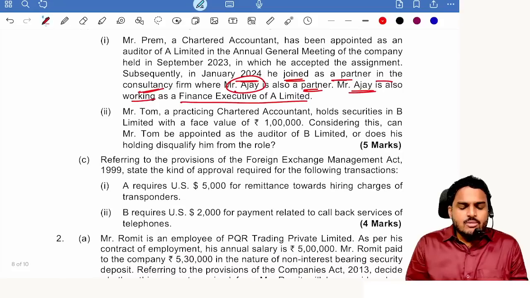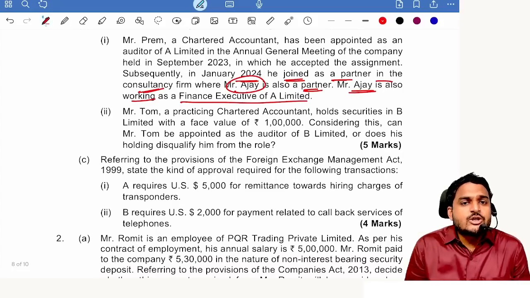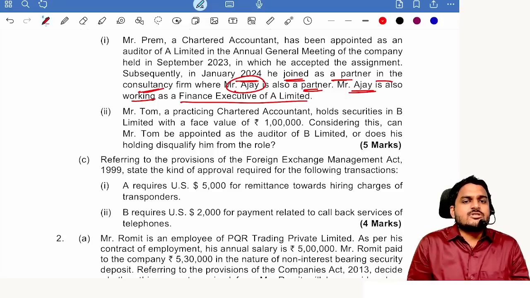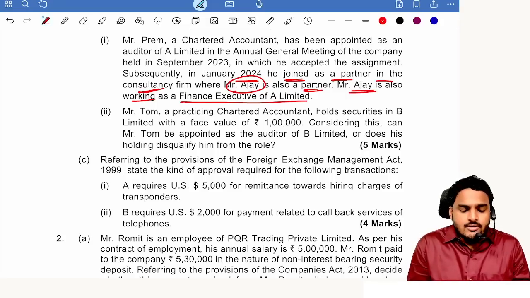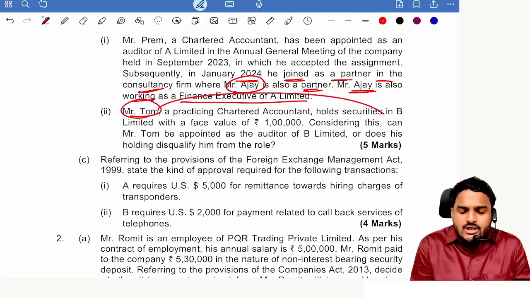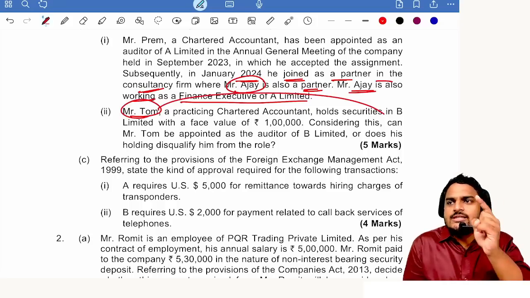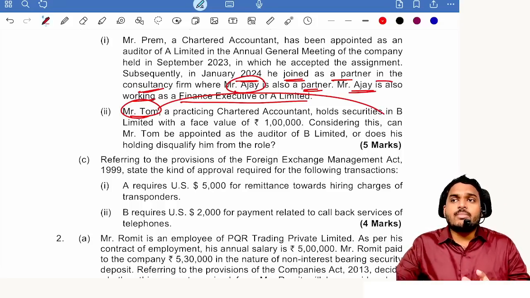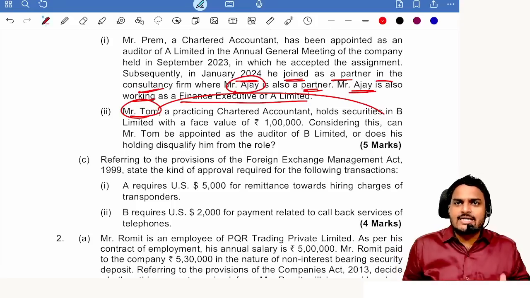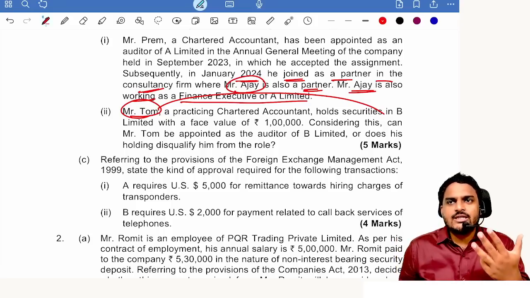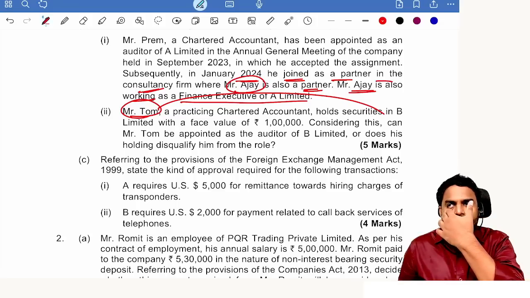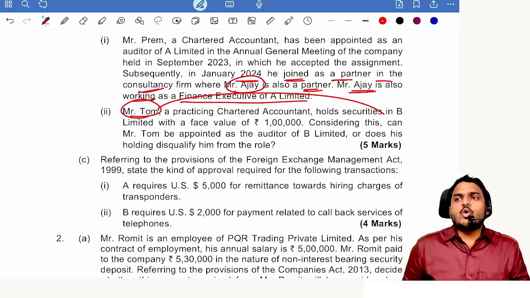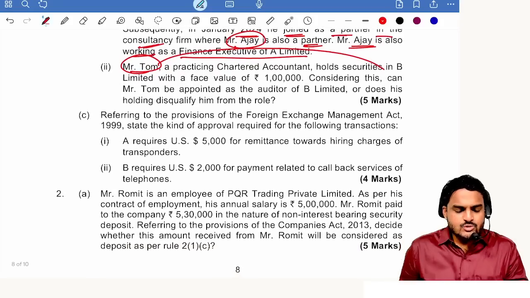Next, Mr. Tom, a practicing chartered accountant, holds securities in B Limited with a face value of 1 lakh. Considering this, can Mr. Tom be appointed as an auditor? Here, the person himself is holding securities. Even if he holds one share, he is disqualified. Understood? And it's very important to remember, not only the company but also group companies: company, associate, subsidiary, holding. Understood? You remember the point? Subsidiary to holding company.